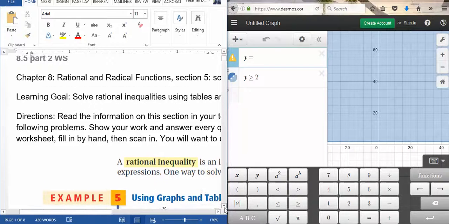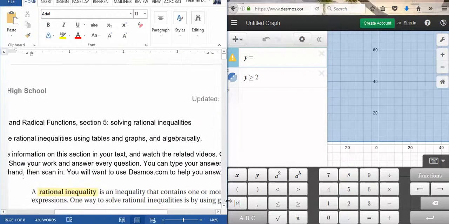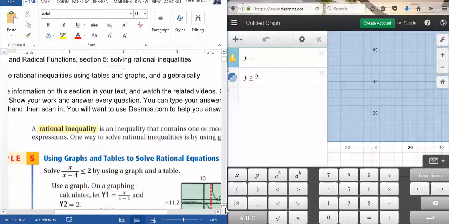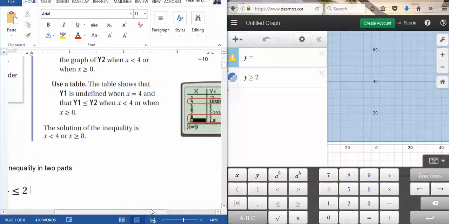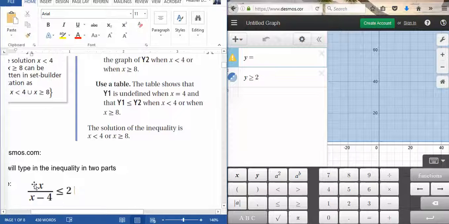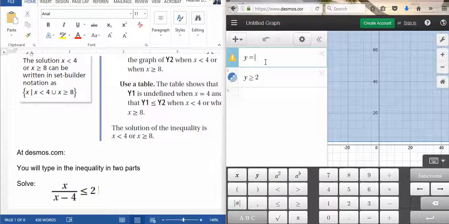This is the worksheet here, rather large font. Let's start with number 1. Number 1 says that we have x over x minus 4 is less than or equal to 2. You can graph these in Desmos.com or on your graphing calculator, but you can't graph them exactly like they are. It's just too complex.